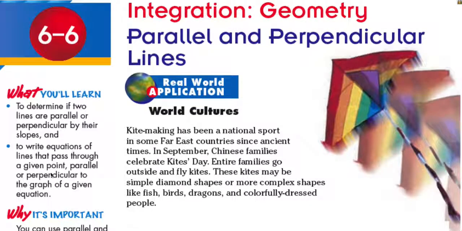Let's take a look at this real-world application on world cultures. Kite making has been a national sport in some Far East countries since ancient times. In September, Chinese families celebrate the ninth moon as Kites Day. Entire families go outside and fly kites. These kites may be simple diamond shaped or more complex, shaped like fish, birds, dragons, and colorfully dressed people.